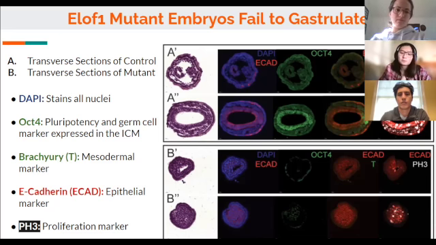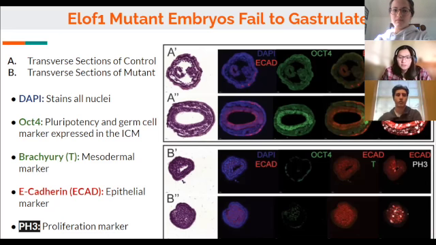So normal morphogenic events that occur during gastrulation are accompanied by lineage-specific gene expression. So OCT4, which is stained in green, is expressed in the inner cell mass. Brachyury, or just T, which is also in green, is a mesodermal marker. And so what they wanted to do is, in assessing the mutant embryos, which is in figure B, they used immunofluorescence to examine the expression of OCT4, T, an epithelial marker, ECAD, and PH3, which is a proliferation marker.